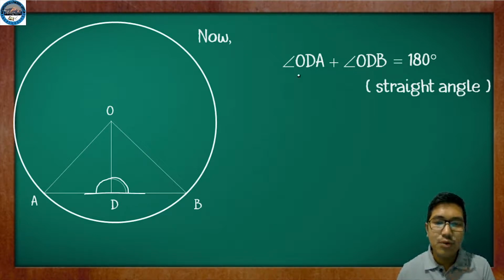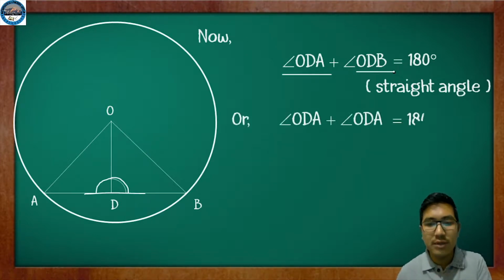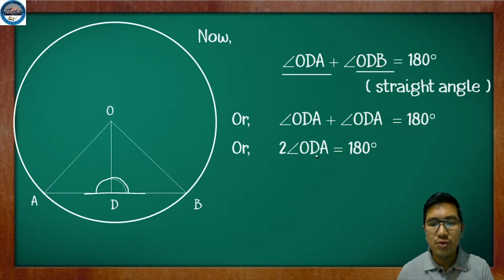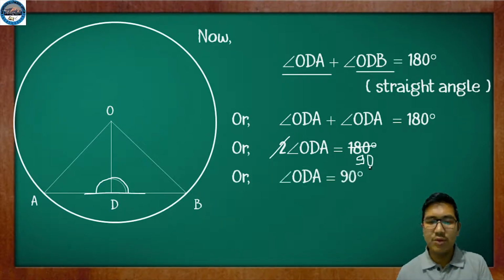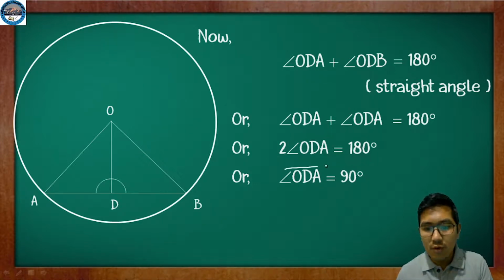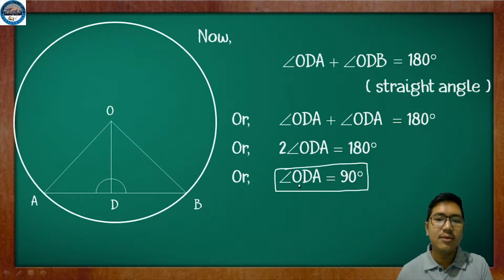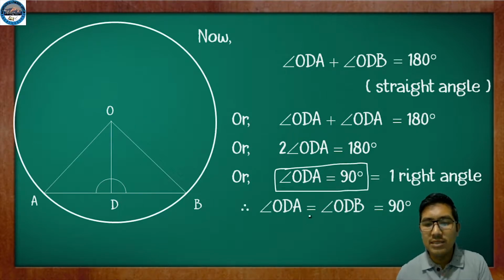Now we know that ODA and ODB are equal. So what we can do is write ODA in place of ODB because it is the same. Now ODA plus ODA will give us 2 ODA, and after cancelling, 2 nines are 18, 2 zeros are 0, so we have ODA is equal to 90 degrees. So what is the measurement of ODA? It is 90 degrees. Now because ODA is equal to ODB, ODB is also 90 degrees, and that is one right angle.